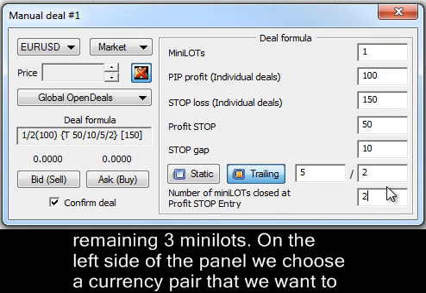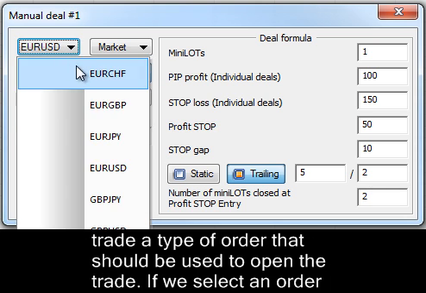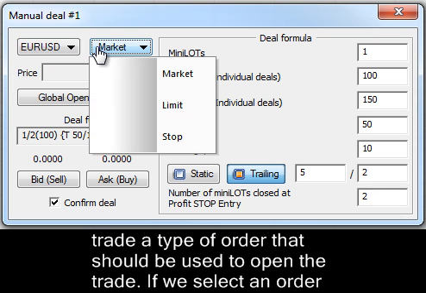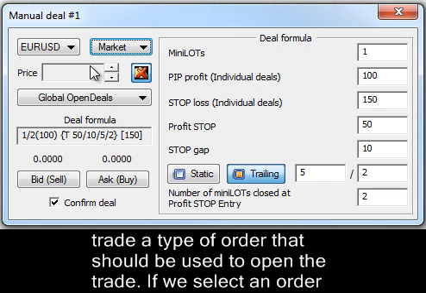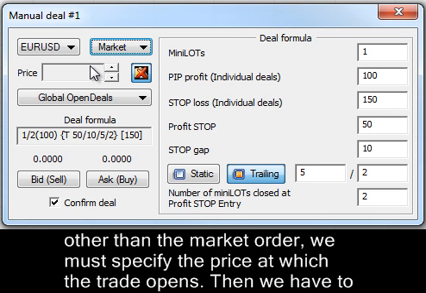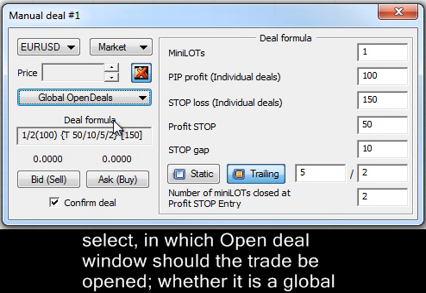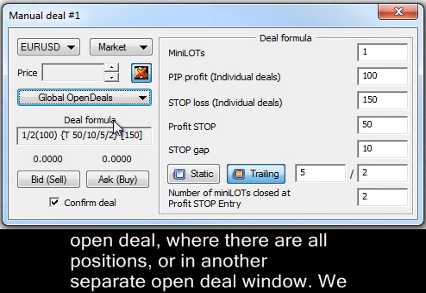On the left side of the panel, we choose our currency pair that we want to trade and a type of order that should be used to open the trade. If we select an order other than the market order, we must specify the price at which the trade opens. Then we have to select in which open deal window should the trade be opened, whether it is a global open deal where there are all positions, or in another separate open deal window.